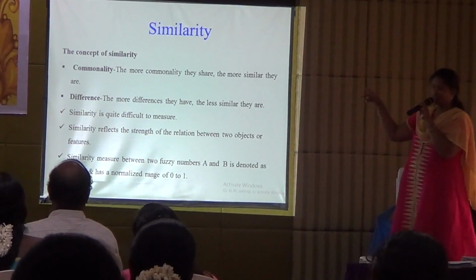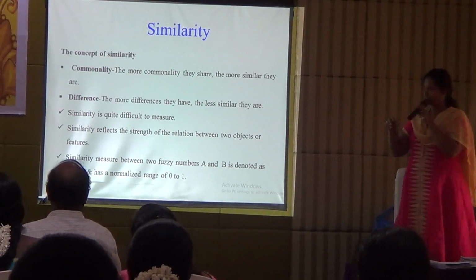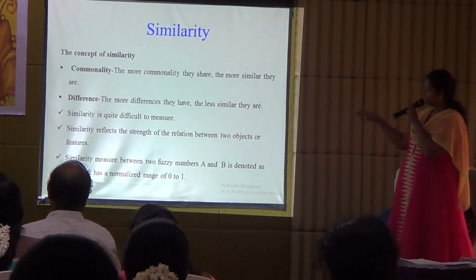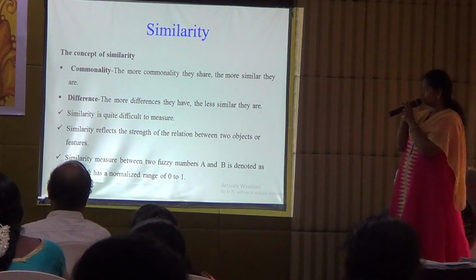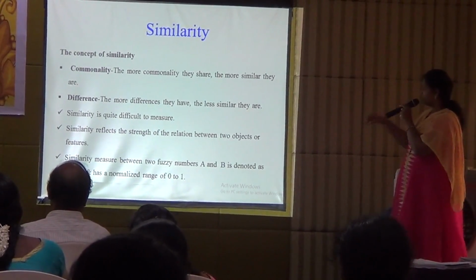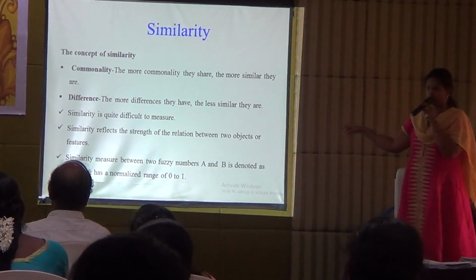Similarity is defined under two things: finding commonality or finding the difference. Similarity is not very easy to measure, and it reflects the strength of relation between two objects. Also, the similarity measure between two fuzzy numbers A and B is denoted as S(A, B), and it is normalized under the range 0 to 1.